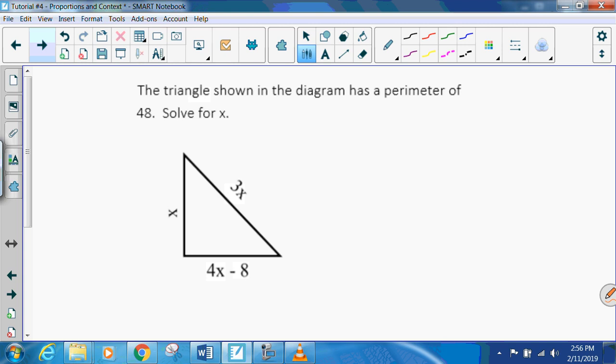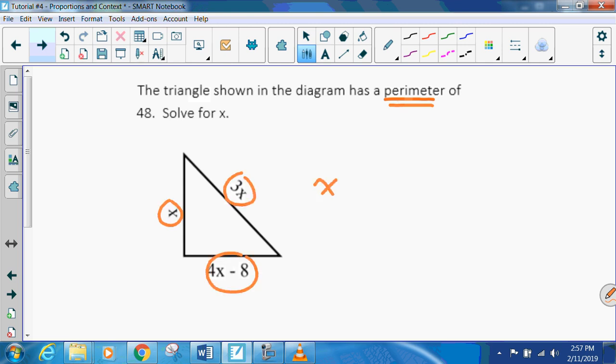You're going to get plenty of practice with other things for proportions, but we're going to move on to some different types of context problems. So here we've got a triangle, and the triangle shown has a perimeter of 48 and solve for x. We need to remind ourselves that perimeter means adding up all the sides, right? Area would be length times width, or in the case of a triangle, 1/2 base times height. But perimeter means we're going to take all of these sides and we're going to add them up.